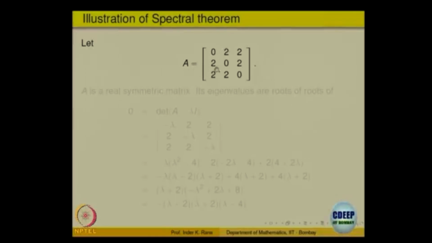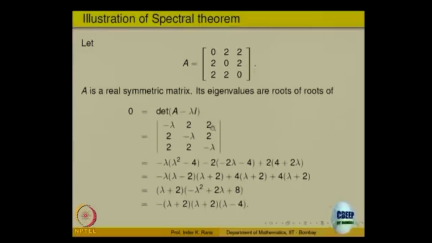So look at A minus lambda I. So 0 minus lambda, 0 minus lambda, so along the diagonal it will become minus lambda. Expand that 3 by 3 determinant and simplify, and it comes out to be minus (lambda plus 2)(lambda plus 2)(lambda minus 4). So there are 3 factors. That means lambda equal to minus 2 is repeated, it has algebraic multiplicity 2, and lambda equal to 4 has algebraic multiplicity 1.